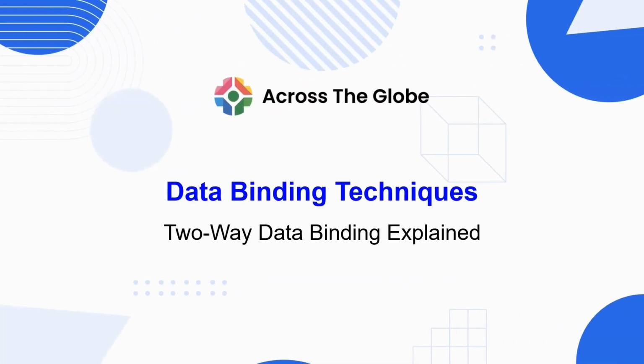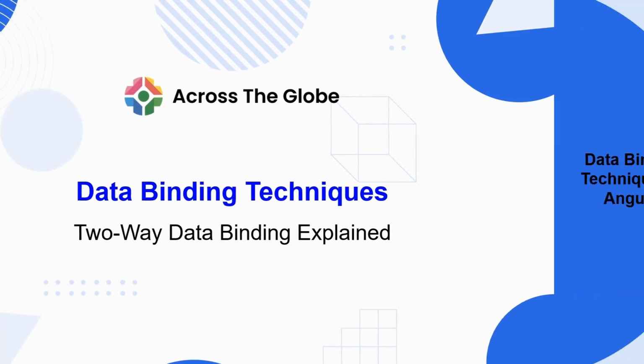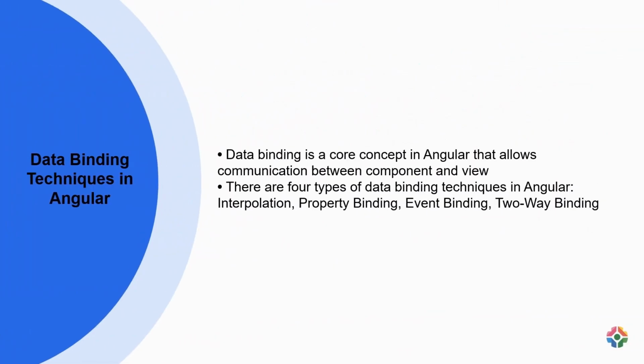Today, we will learn about data binding techniques. Data binding in Angular is crucial for establishing communication between components and views. It enables the seamless exchange of data, ensuring dynamic content rendering. The four essential types of data binding in Angular include interpolation, property binding, event binding, and two-way binding.